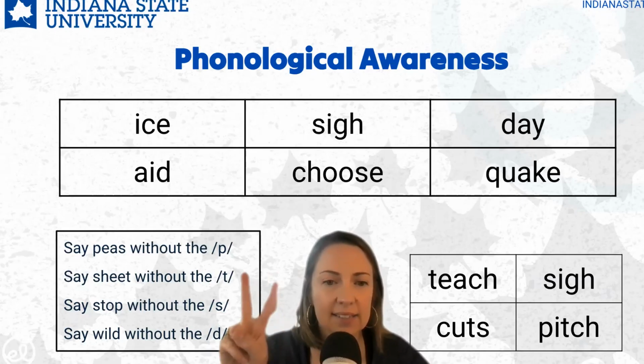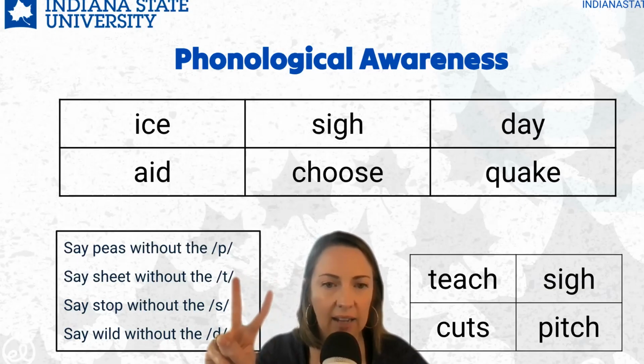I, s, 2 sounds. Now let's do the word sigh. S, I. 2 sounds. And do it with me. Day, d, a, two sounds. Aid, a, d, two sounds.